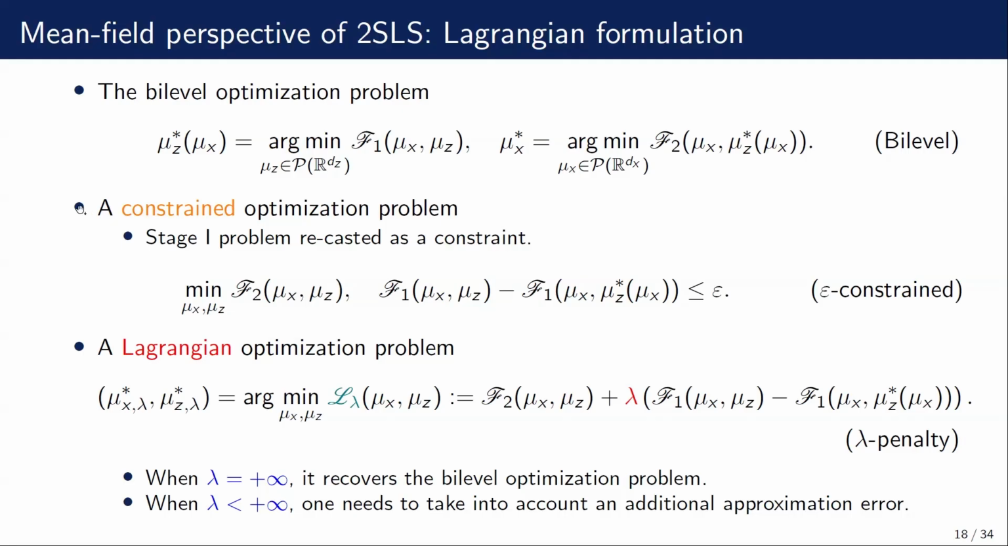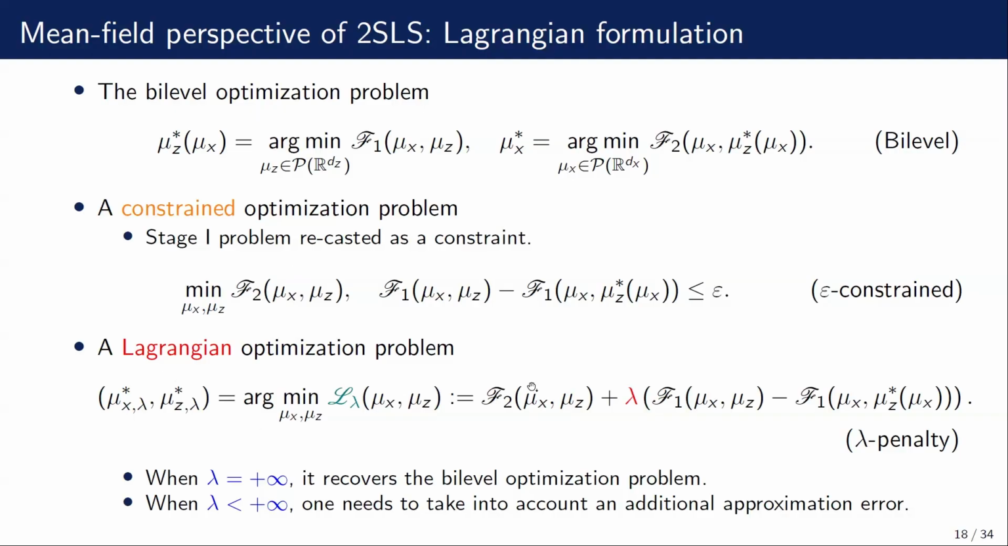We first write it as a constrained optimization problem, where the stage 1 problem is written instead as a constraint on stage 2. So this is your stage 2 objective, but you do this optimization under this constraint. This constraint ensures that when you solve stage 2, your mu z is actually close to your stage 1 solution. And when epsilon is 0, you recover the original bilevel problem.